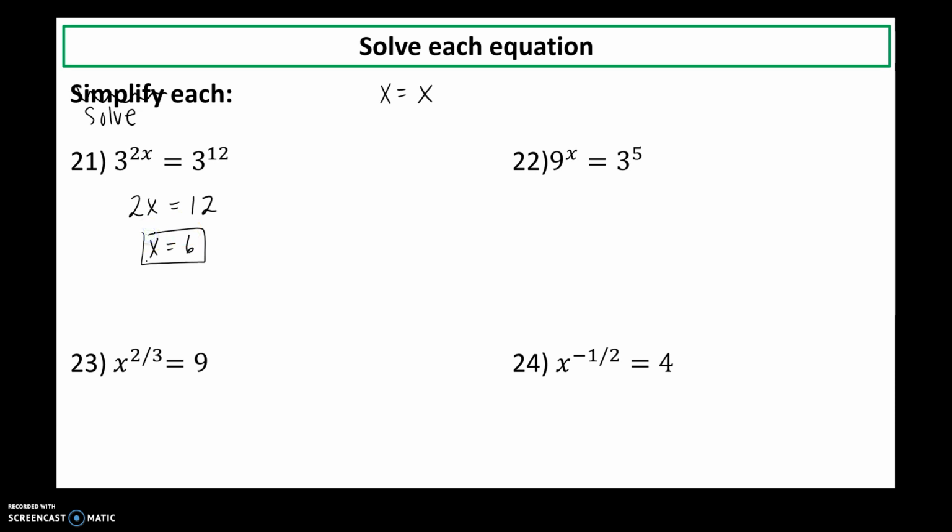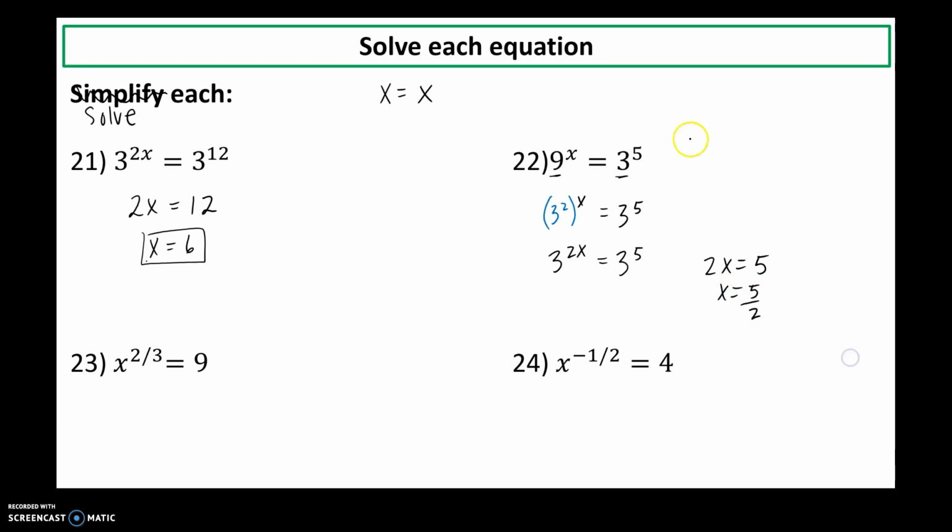For the next one, 9 to the x equals 3 to the 5th. Now the bases are not the same, but we can rewrite 9 in base 3. 9 is equal to 3 squared. So I'm going to rewrite that: 3 squared to the x equals 3 to the 5th. Now I have power to a power, so I multiply. Now that I have an equation where the bases are the same, I can set the exponents equal to each other. So 2x equals 5, which makes x equal to 5 halves.